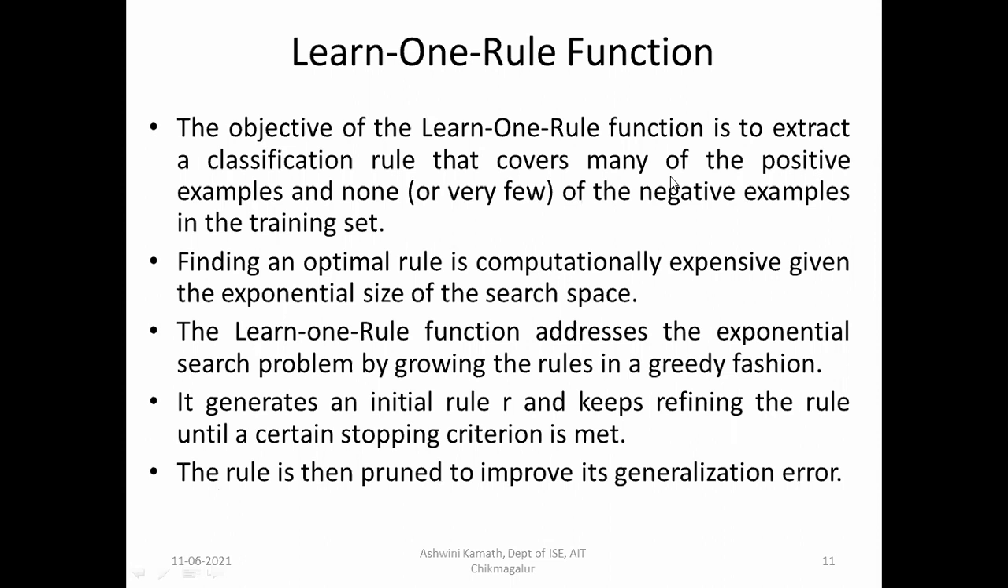The rule is then pruned. Pruned means that values within it will be removed to improve its generalization error. It should match with all the positive examples, right? So we have to generalize the rule so that it matches with more positive examples. So it will be pruned. Pruned means the unnecessary attribute values will be removed from the rule.